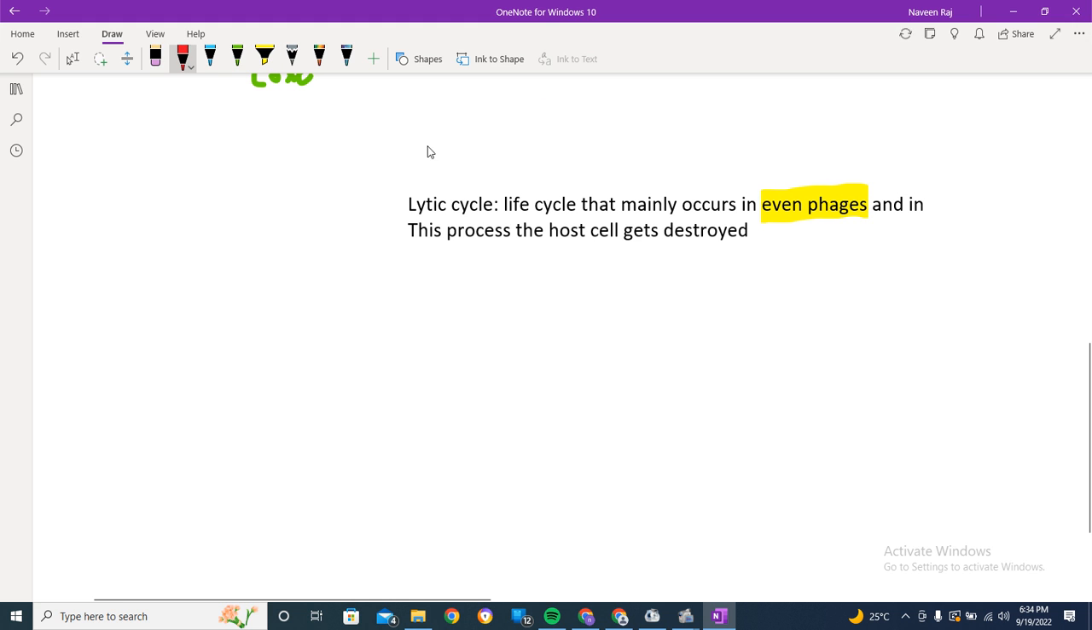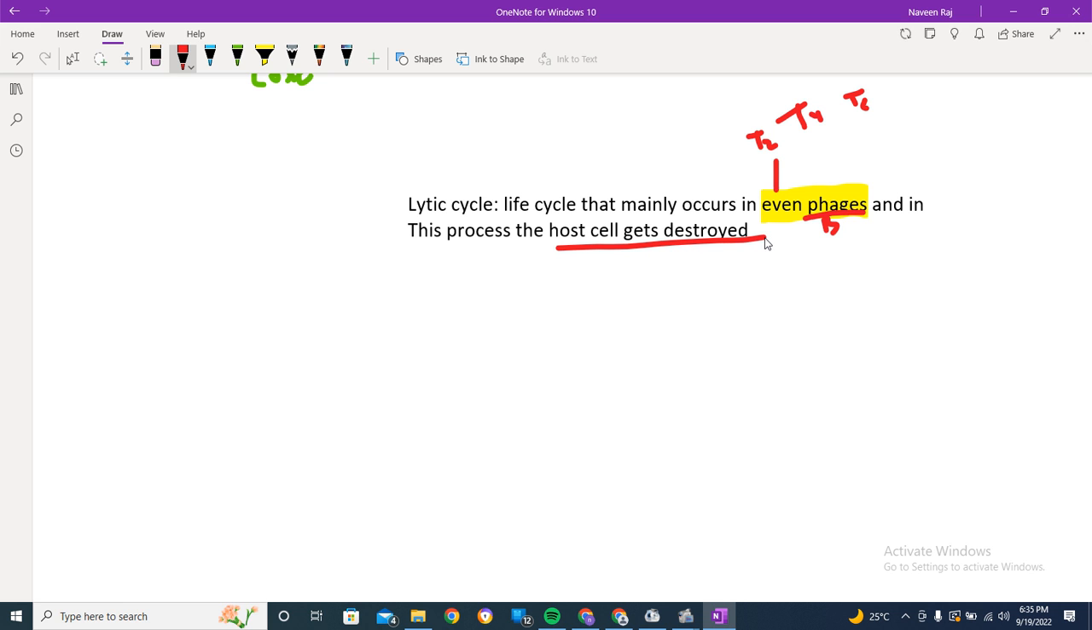What does that mean? We've got different types: type 1, type 2, type 3, type 4, type 5, type 6. Phages means bacteriophages, which infect bacteria. Different types of bacteria have got different life processes. Some have got the lytic cycle, some have got lysogenic. So among phages we can say T2, T4, T6 we have also got. In these types of viruses or phages, this happens, and in this process the host cells get destroyed.